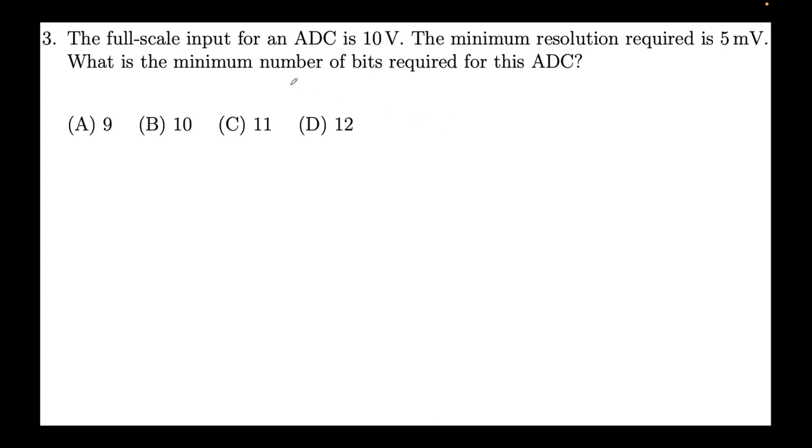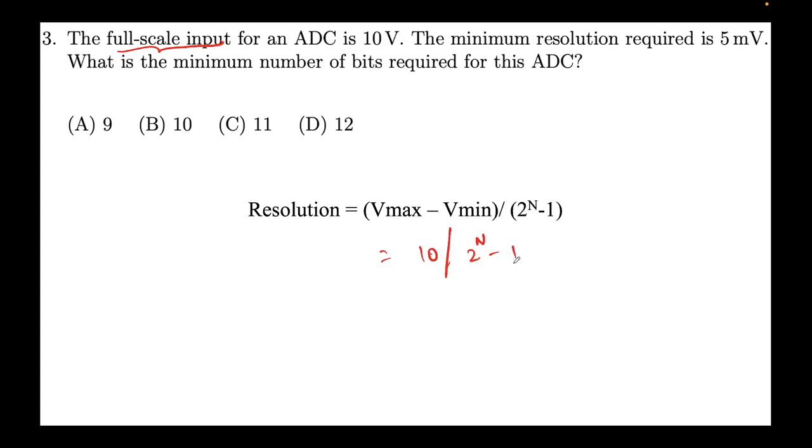But in this problem, we are not given Vmax and Vmin. So I'll write the formula for resolution: Vmax minus Vmin over 2 raised to the power n minus 1. What is this value? You are given the full scale input here, and full scale input is nothing but Vmax minus Vmin. This is 10 over 2 raised to the power n minus 1.